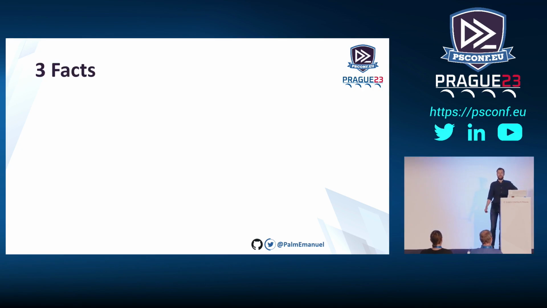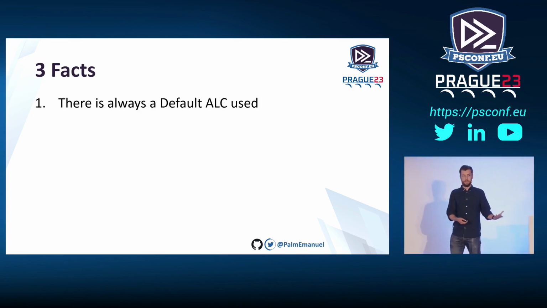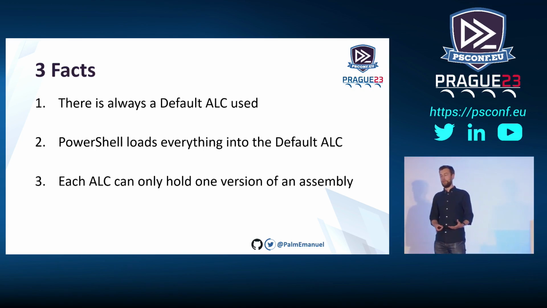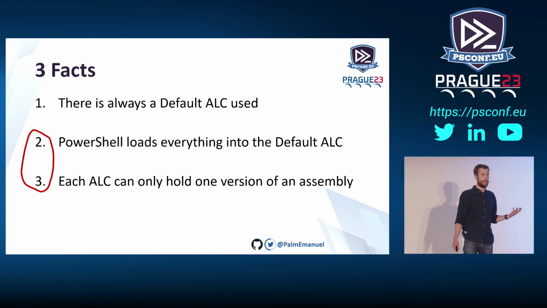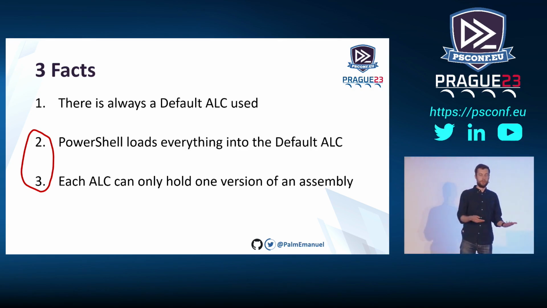We have 3 facts to start with. There's always a default assembly load context used in .NET applications. PowerShell is a .NET application. PowerShell loads everything into the default ALC. And thirdly, each ALC can only hold one version of any named assembly. And these last 2 form a crux. This is the root of our issue, right? We can only have one version of any assembly in the default context, which PowerShell loads everything into. So our logical answer is maybe we should create our own contexts. And that's why we're here.